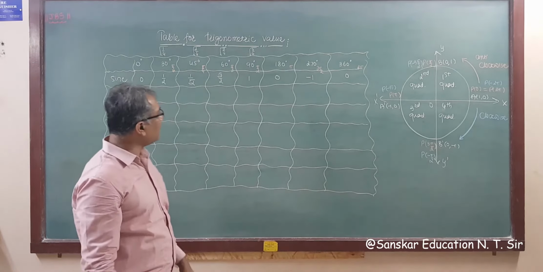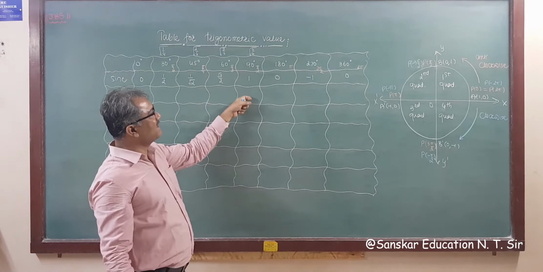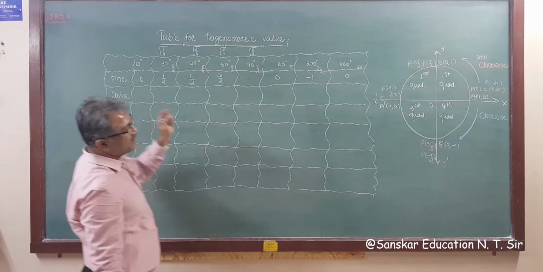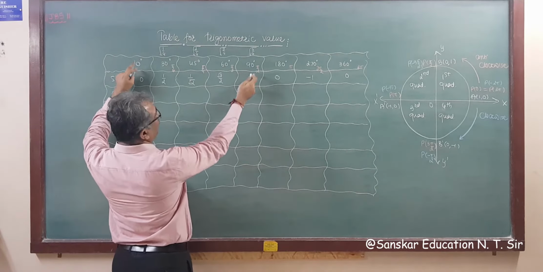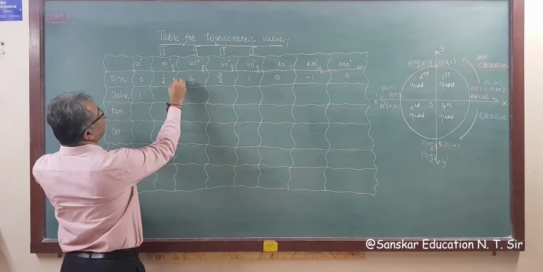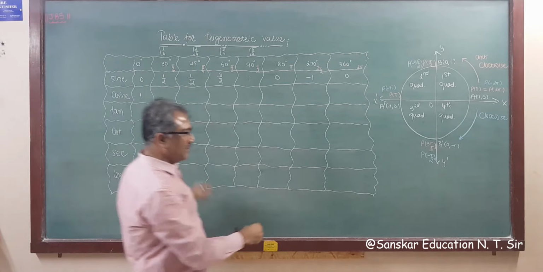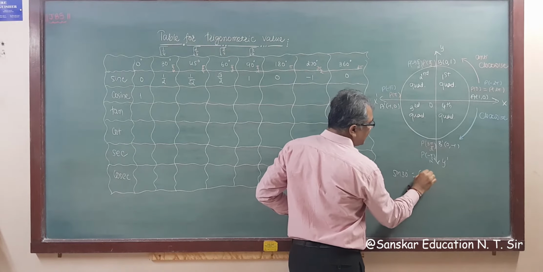Now for cosine, you have to take the reverse value of this, right? That is from 90. So cosine 0 is 1. For 0 to 90, you have to write the reverse value of this, right? Because sine 30 is cos 60. So sine 30 is equal to cos 60.